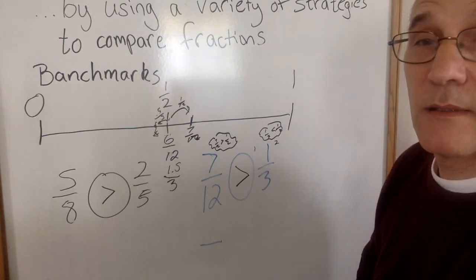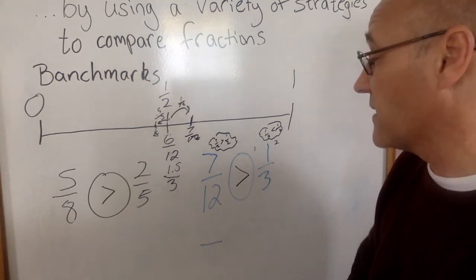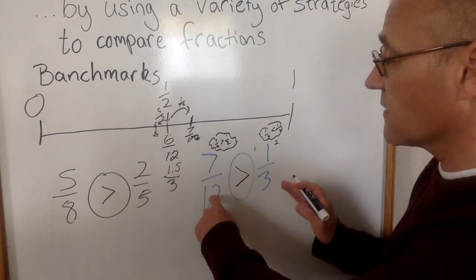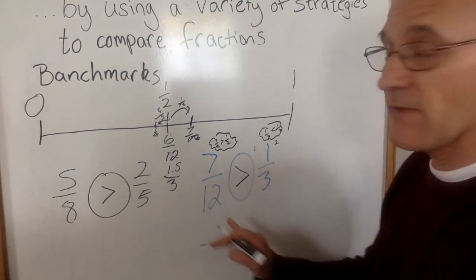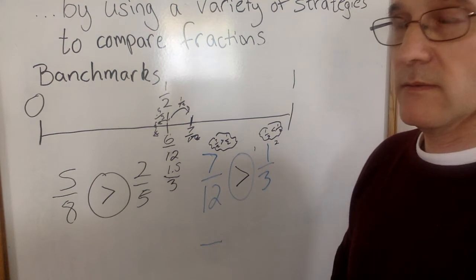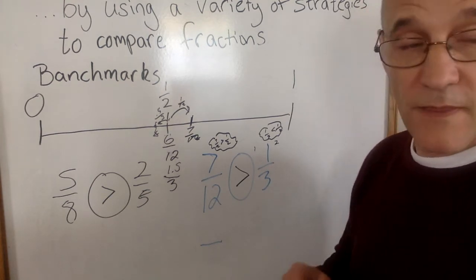So I use the benchmark 1/2 as my benchmark, basically, to decide. Since it's greater than a half, and the other is less than a half, it has to be greater than 1/3.